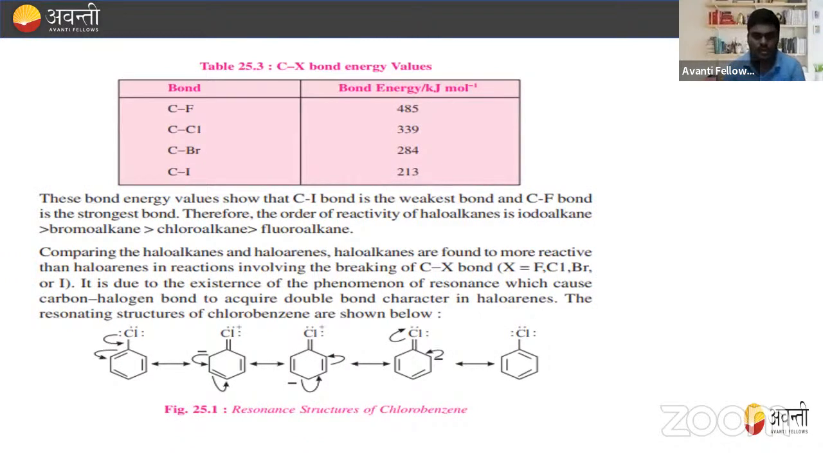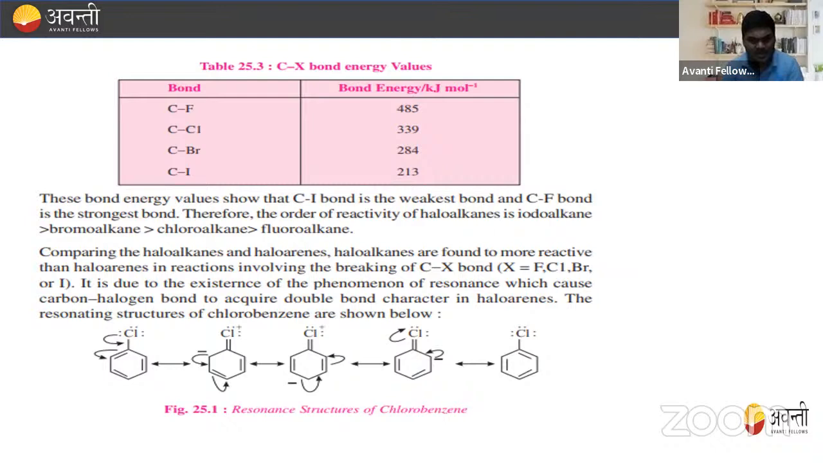Now, the C-X bond energy values. Here the C-F bond has a bond energy of 485. Similarly, C-Cl has a bond energy of 339, C-Br has 284, and C-I has 213, the minimum bond energy. So these values show that the C-I bond is the weakest bond and the C-F bond is the strongest bond. Therefore, in the order of reactivity of haloalkanes, iodoalkane is the most reactive, due to the larger size and because the bond breaks easily.